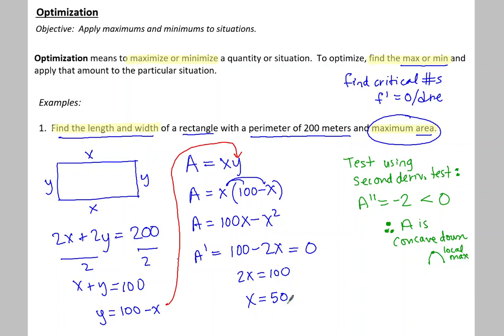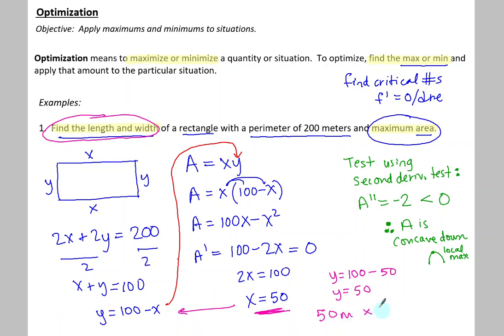Now remember, we ultimately need to answer the question, in this case, find the length and width of the rectangle. So I have x is the length, 50. I'm going to plug that into what y equals. y is 100 minus x, so 100 minus 50. So y is 50, and my length and width are 50 meters and 50 meters. I'm writing the dimensions of the rectangle, 50 meters by 50 meters. And there we have it.